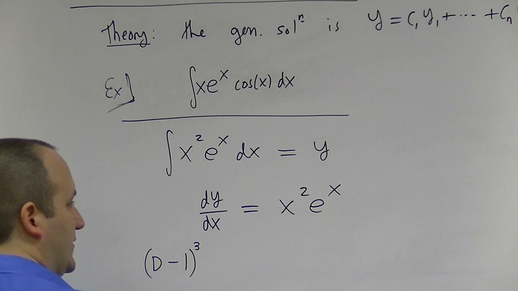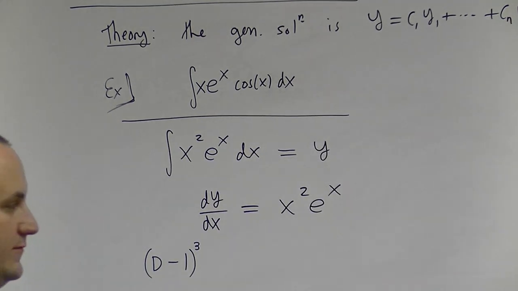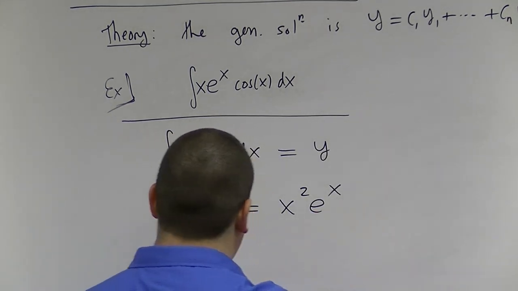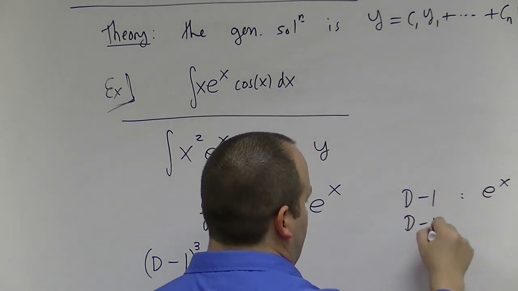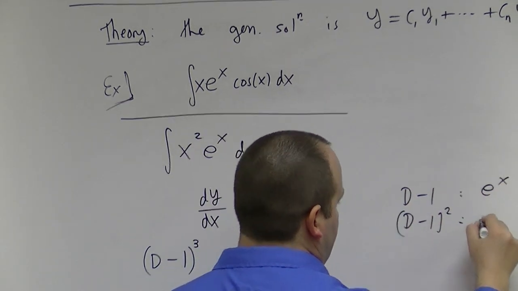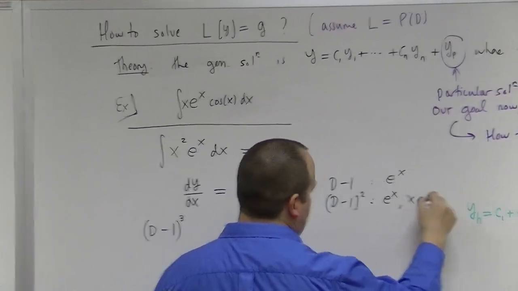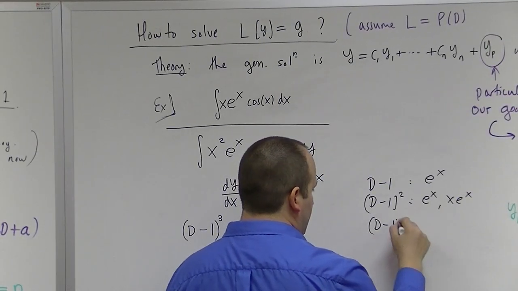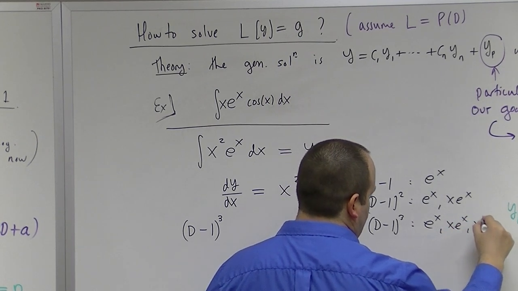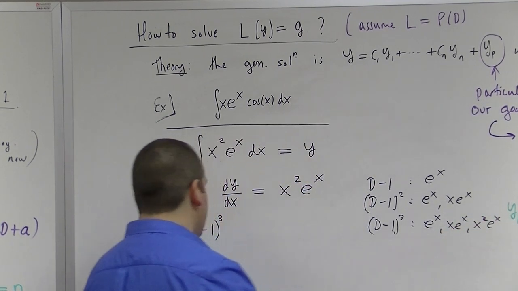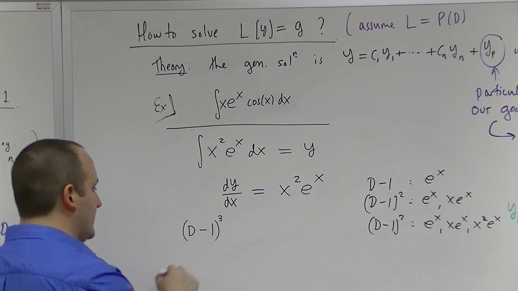The cube is the place where x squared e to the x appears. If you have (D minus 1) squared, your fundamental solution set is e to the x, x e to the x. With (D minus 1) cubed, you get fundamental solutions e to the x, x e to the x, x squared e to the x. So (D minus 1) cubed is my annihilator.